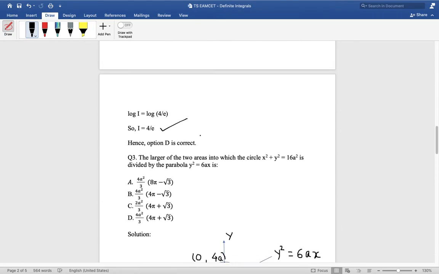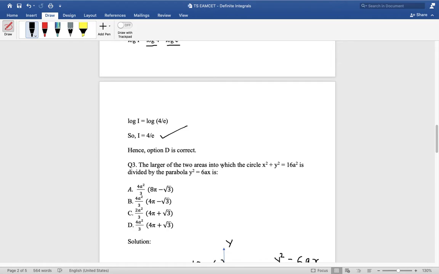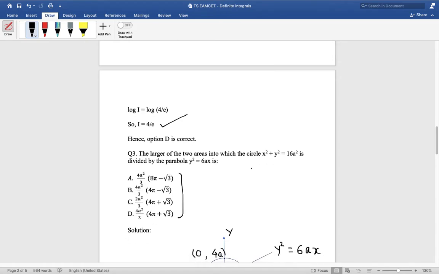Now let's look at question number 3. The larger of the two areas in which the circle x square plus y square is equal to 16a square is divided by the parabola y square is equal to 6ax is what? This is a very standard problem asked in CBSE exam, state board exam every year for 6 marks. Very straightforward, very easy problem, but let us see how to do it. So larger of the two areas in which the circle is divided by the parabola.